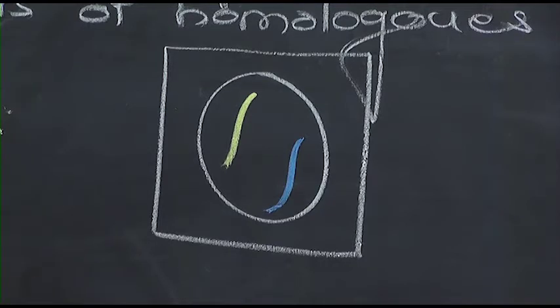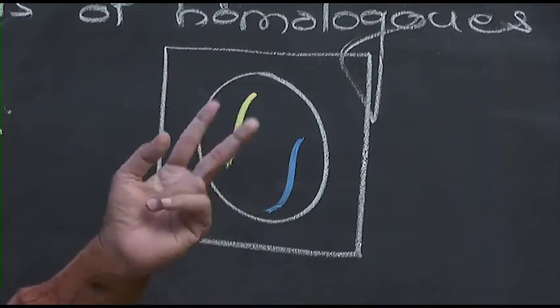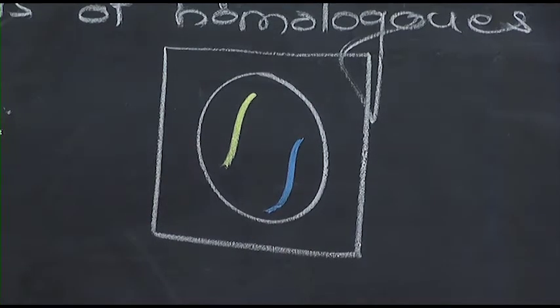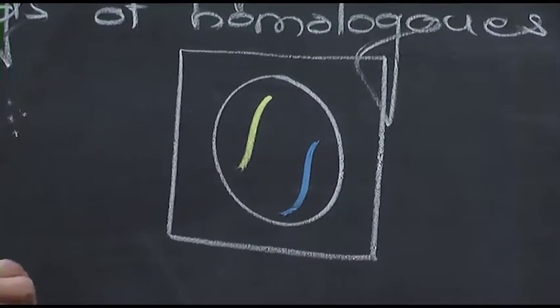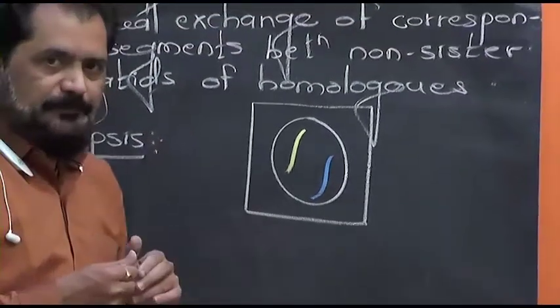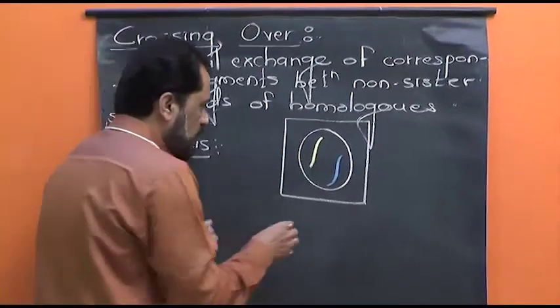Now I said synapsis, it is simply the pairing of homologous chromosomes. The homologous chromosomes are attracted towards each other. Homologous chromosomes are attracted towards each other due to certain synaptic forces and they lie close to each other along their length. Let me show you.